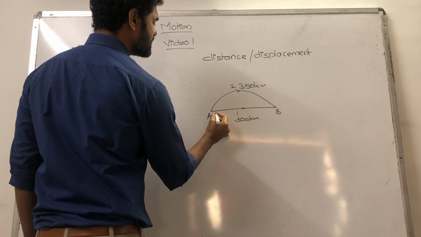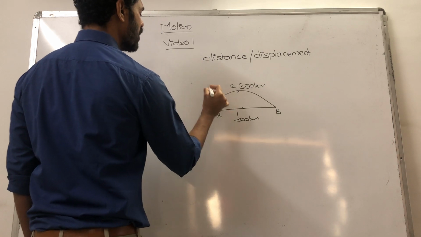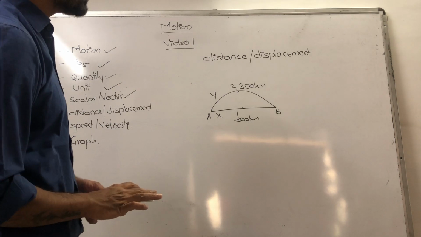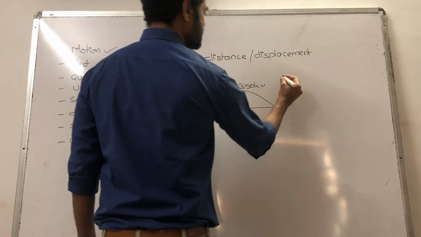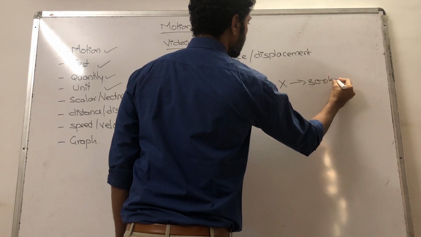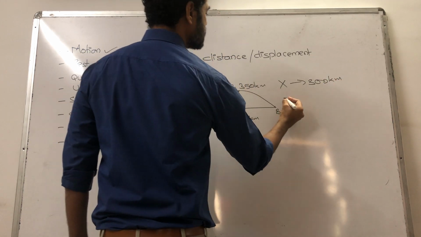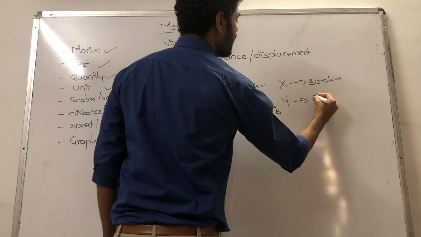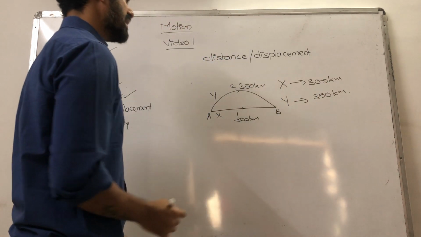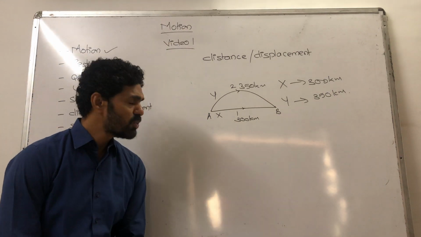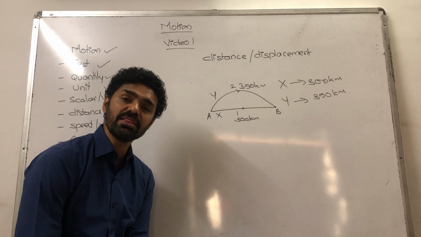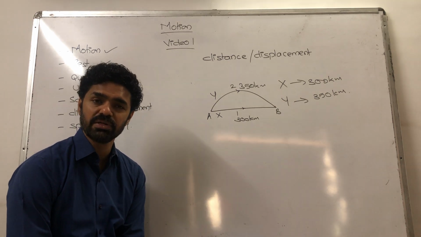Now X takes route 1 and Y travels through route 2. So if someone asks what is the distance travelled by X, we will say X travelled 300 kilometers. And what is the distance travelled by Y? Y travelled 350 kilometers. So that is distance. So what is distance? Distance is the actual length of the total path covered.